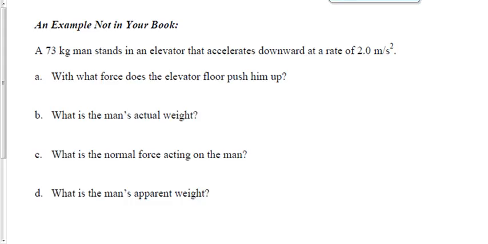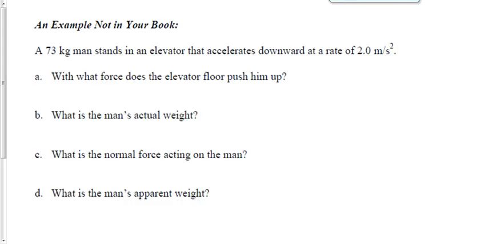Picture this. You're in an elevator. Maybe you're at the top of the CN Tower, and you're ready to go back down to the ground floor because you've had enough of looking at the city of Toronto from up high. And all of a sudden, it's like the floor falls out from underneath you. You accelerate downward at 2.0 meters per second squared. We want to know the force of the elevator floor that pushes up on him. We want to know the man's actual weight, how heavy he really is. We want to know the normal force acting on the man. And we also want to find the man's apparent weight.